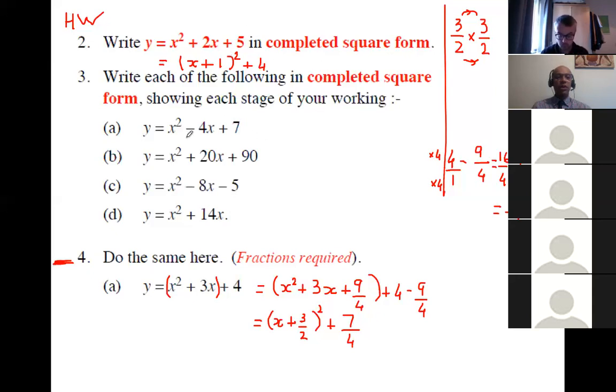The second one here, on 3a, I had x squared minus 4x plus 7. So again, half of negative 4 gives me negative 2. So you get x minus 2 squared. And because minus 2 times minus 2 gives you plus 4, you need to compensate on that plus 4. You end up with plus 7 minus 4.